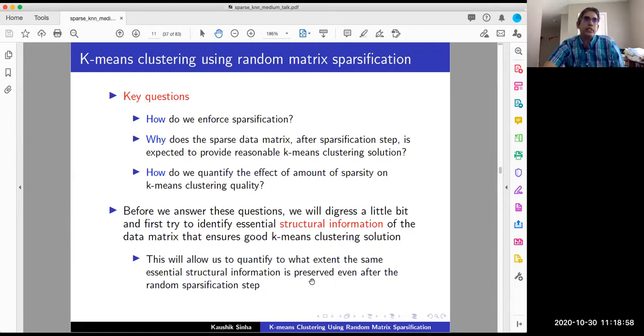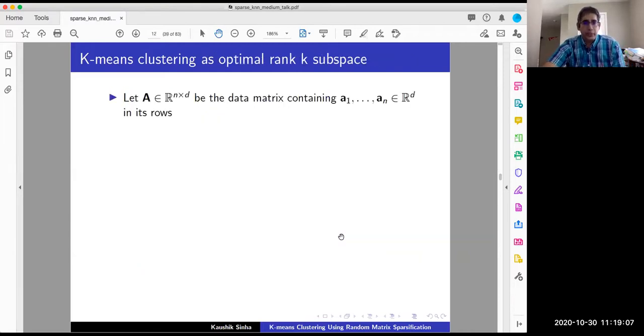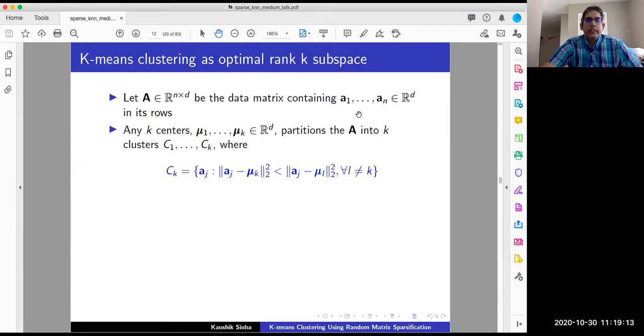And in some sense, we try to quantify how much sparsification is necessary to make sure that we have this essential structural information preserved even in the sparsified matrix. Okay, so we have this data matrix containing all these n different vectors.